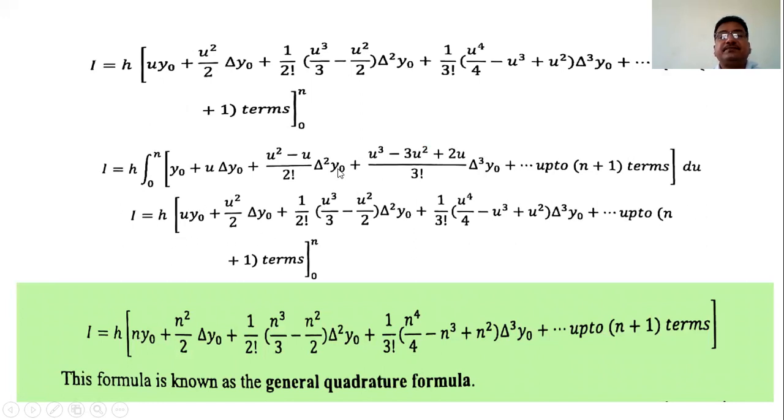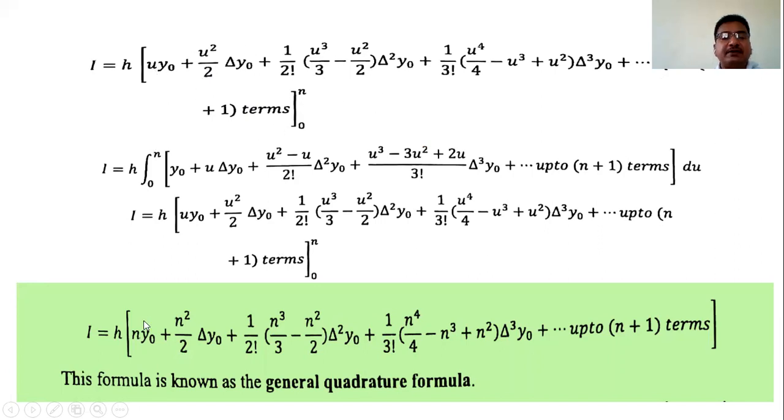We get this step. Cancel this step. From this step, write this step. So h u y naught, substitute u as n. Here substitute u as n. So write what we have: we have n. Don't write these two steps. Directly observe this last step. So find the value of this bracket at n.